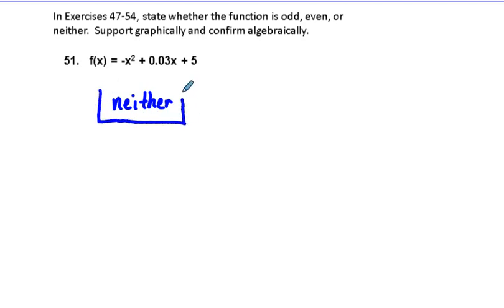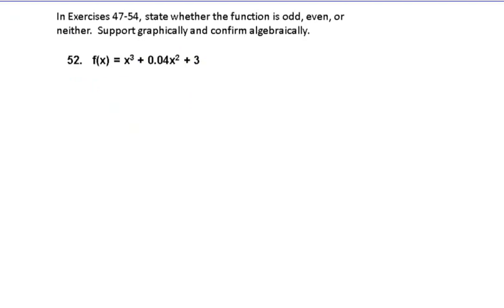So again, this is an example where we have to watch closely. And this is one of the areas where a test writer will try to fool you. So just be ready to check to be sure. And it's this plus 0.003x that does it, because if it weren't for that term, we would have definitely even symmetry.